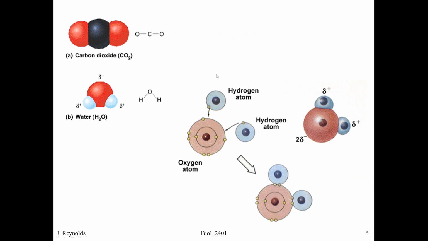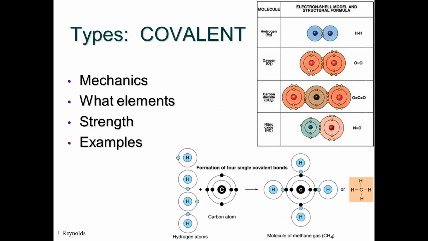Water is kind of interesting, though. Let me go back one step. Look at this oxygen right here. Okay, so oxygen has an atomic number of 8. It has 8 electrons. It's got 2 in the first shell. It's got 6 in the second shell. It needs 2 to be stable.